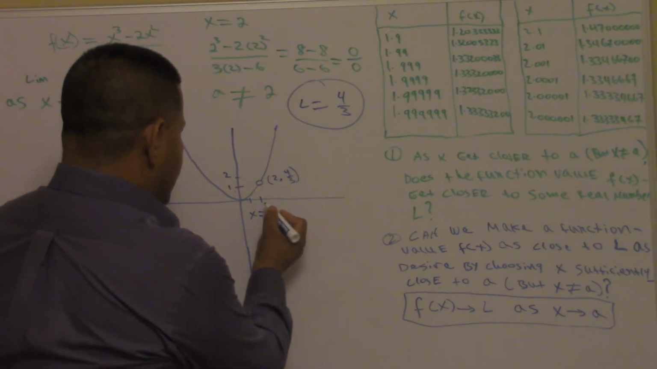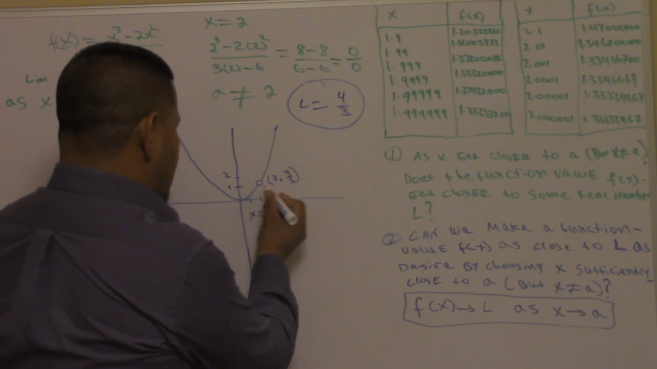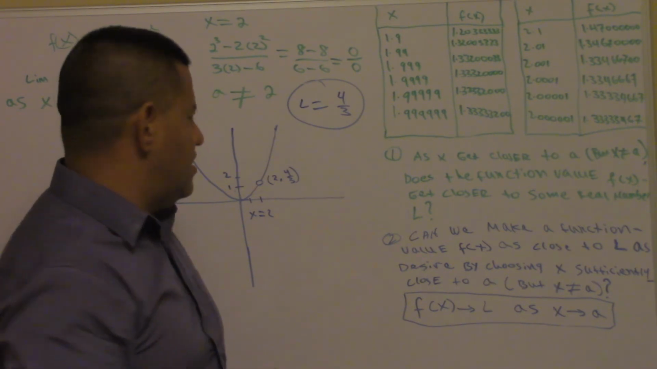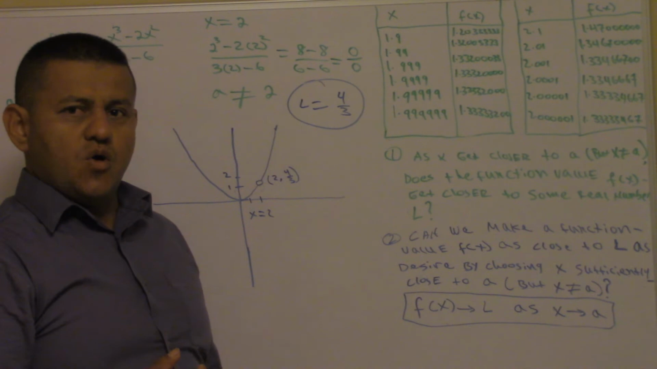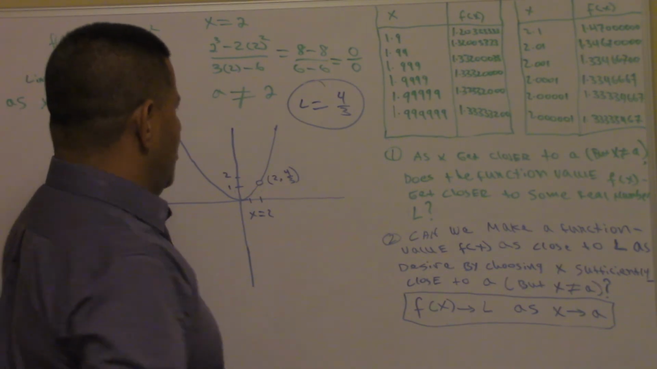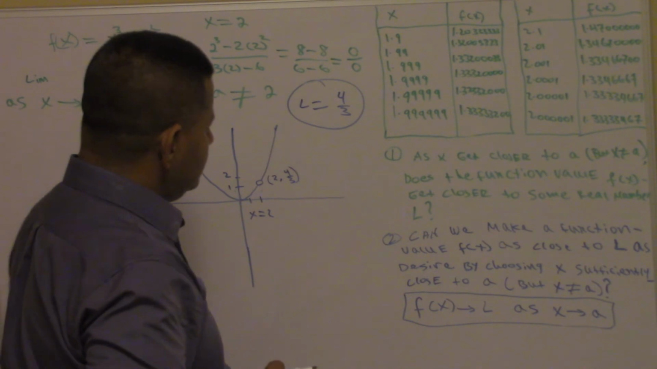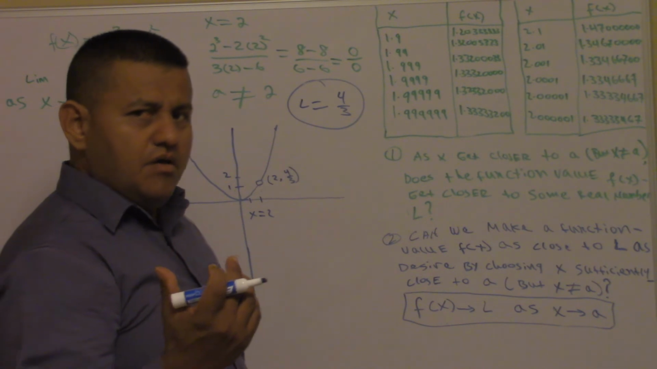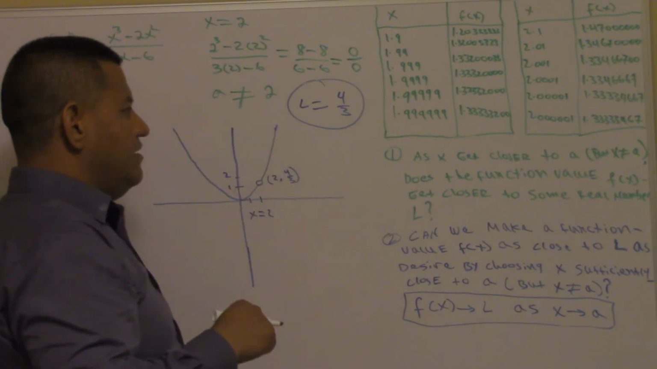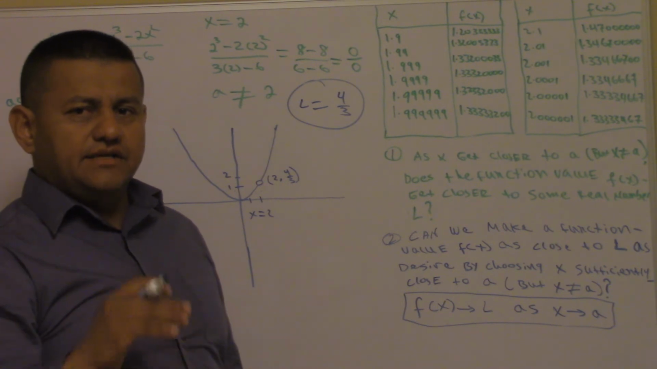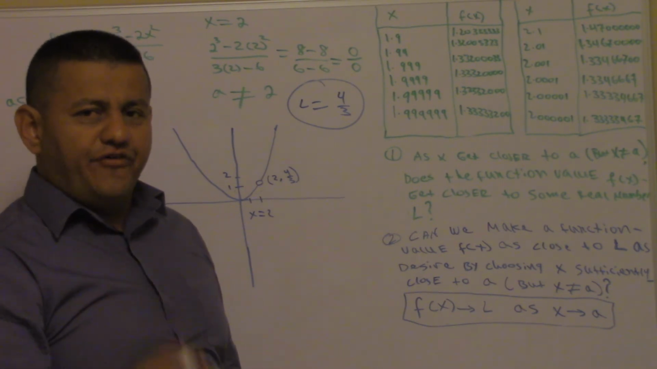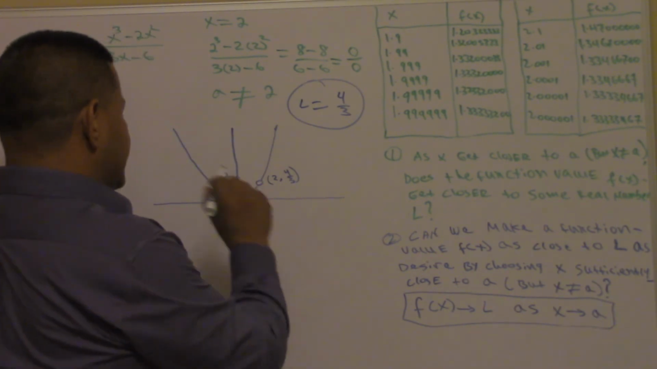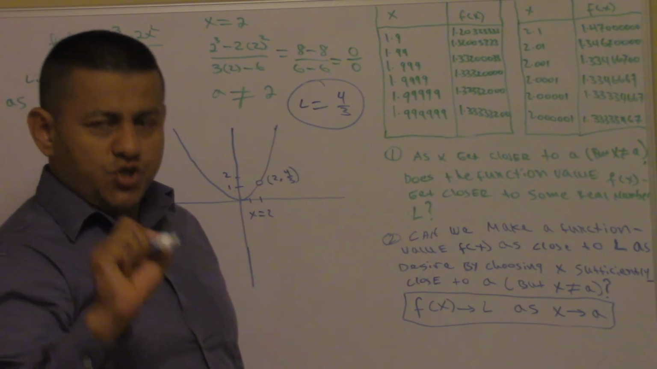Notice that I need to have an empty circle. Why do I need to have an empty circle? Well, because at that point, the function was undefined. Even though I got a real number as a limit after I simplify it, still the function is undefined. Therefore, I need to put an empty circle at x equal 2.